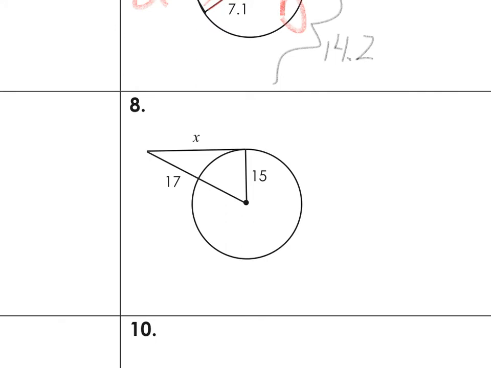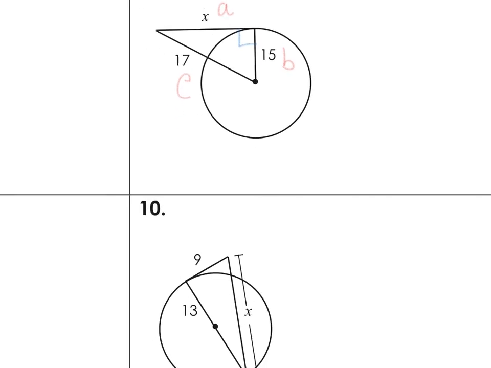So for number 8, again, this is your 90. The tangent and the radius always make the 90-degree angle. Remember, the tangent is always this line segment coming up and touching the circle at the point of tangency. So this is always your 90. So that would make 17 my C. This is A. This is B. Pretty straightforward Pythagorean theorem. Solve it. Make sure you remember to take the square root of the number at the end.